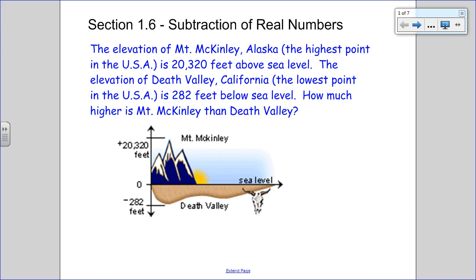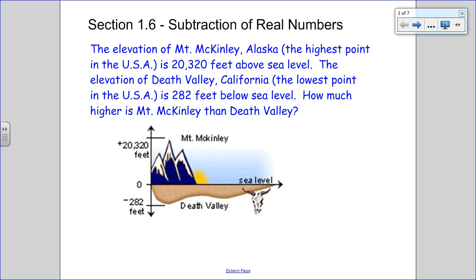Section 1.6 of your textbook deals with subtraction of real numbers. Now, when negative numbers are involved, subtraction is an operation that can sometimes be a bit confusing. Let me illustrate that with the following word problem.